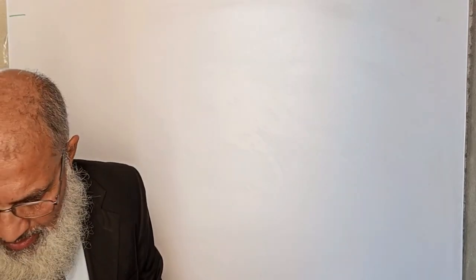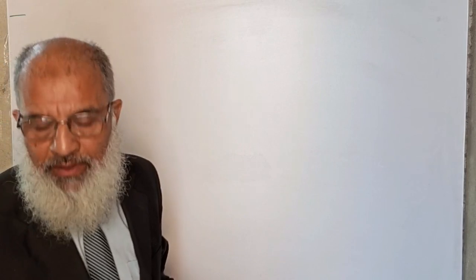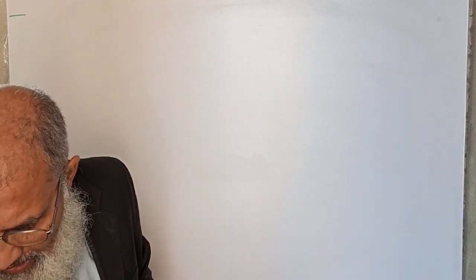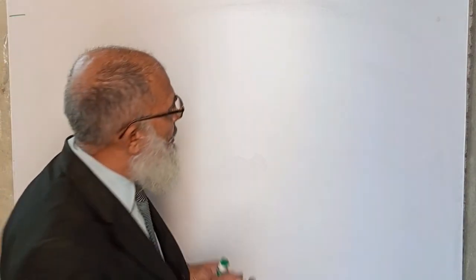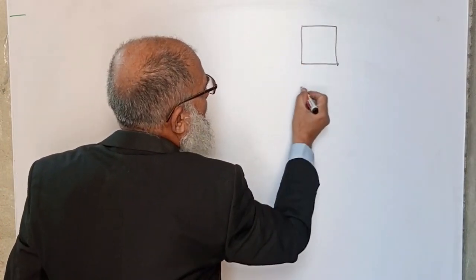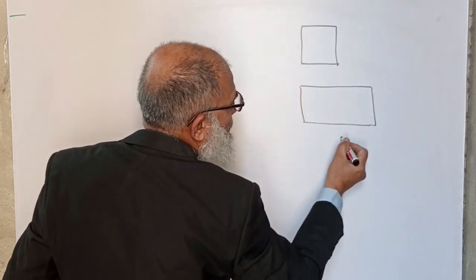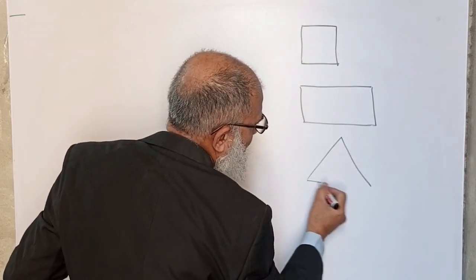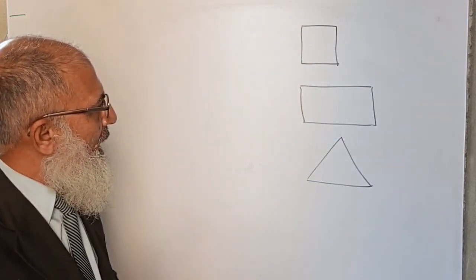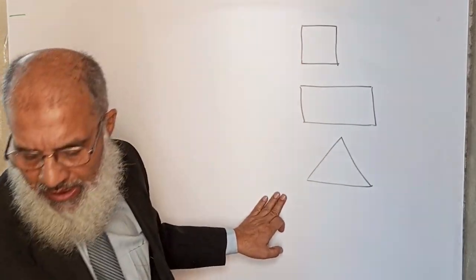Now my dear students, there are some more examples. In this example a square, a rectangle and a triangle are given, and we have to find the perimeter of each of the shapes in the diagram below. Suppose this is the diagram of a square, and this is the diagram of a rectangle, and a triangle as well. I have drawn three diagrams: a square, a rectangle and a triangle.